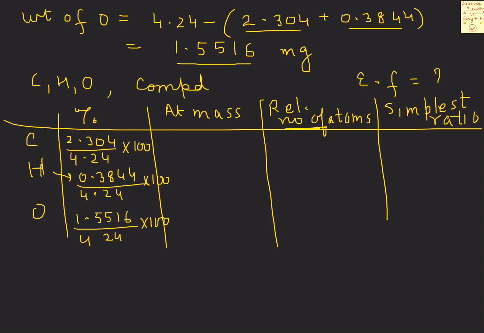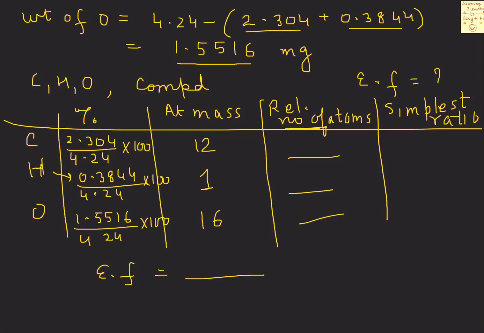I know you're getting tired. Carbon 12, hydrogen 1, oxygen 16. Calculate the relative number of atoms here, calculate the simplest ratio, determine the empirical formula. At least till this point you do.